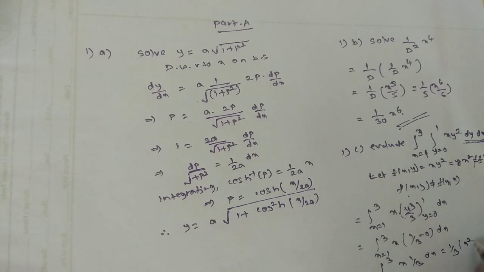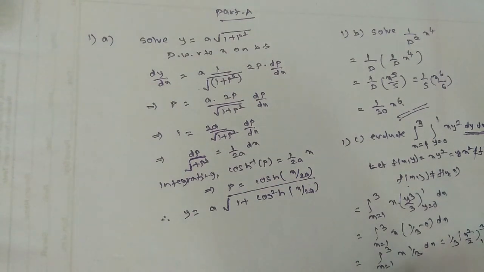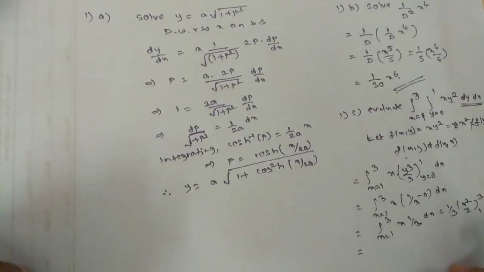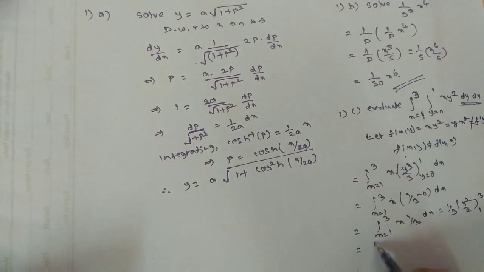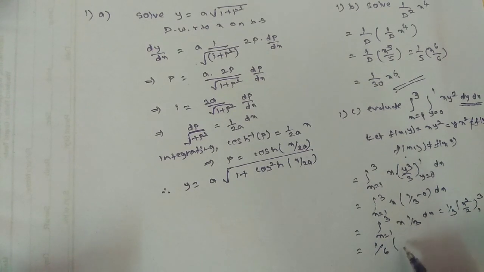Now this is equal to 1 by 3 as it is. The integral of x is nothing but x square by 2. You substitute the limits 1 to 3. So directly 1 by 3 and that 2 value gives 1 by 6. You substitute the upper limit 9 minus the lower limit 1. So you get the answer 8 by 6. This is your answer of 1C.